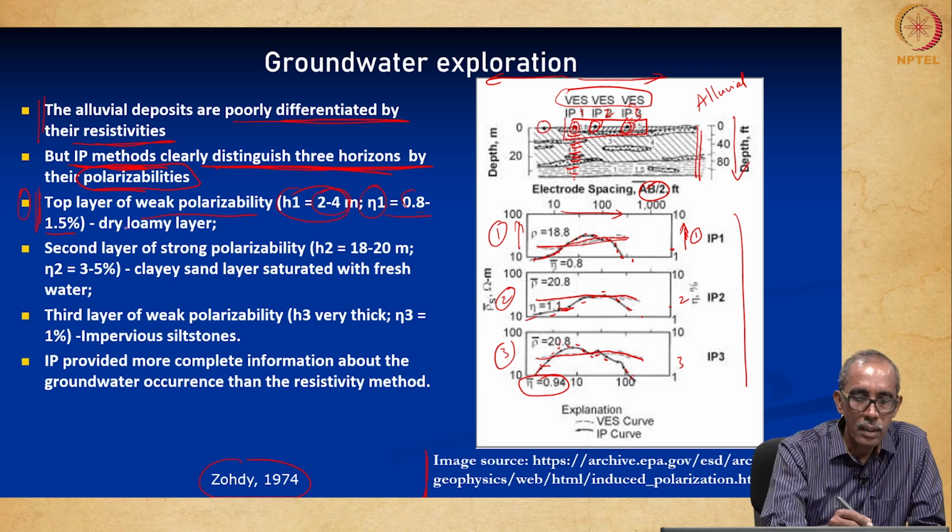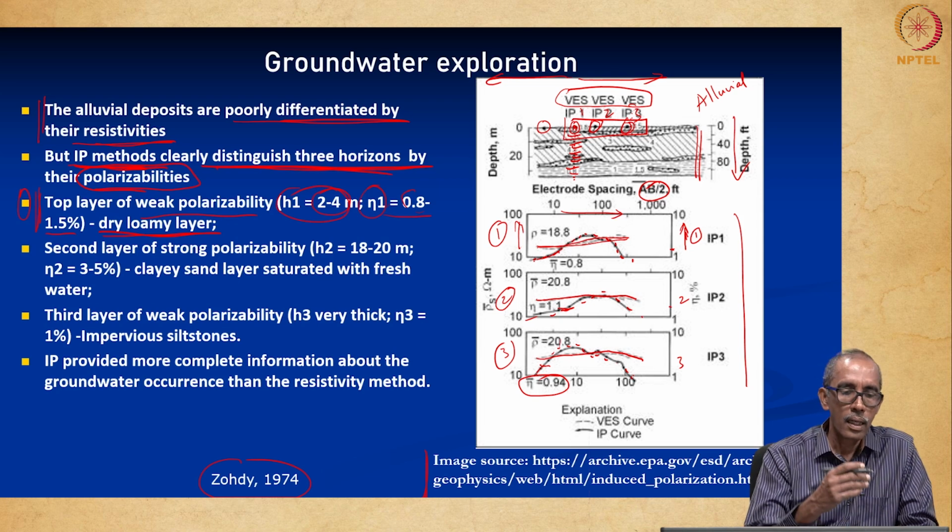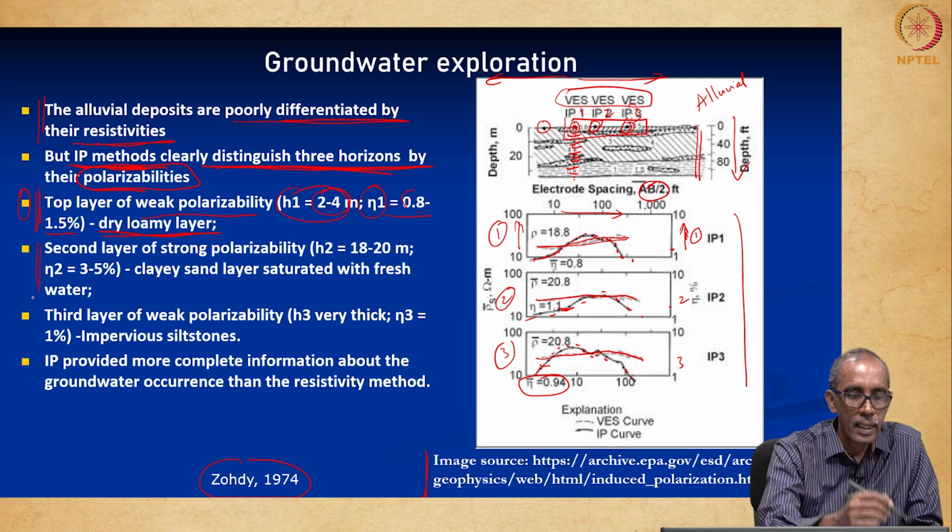So, that has been interpreted as a loamy layer, which is also dry. That means it does not have any saturation. It is a dry loamy layer. Then the interpretation of the second layer.